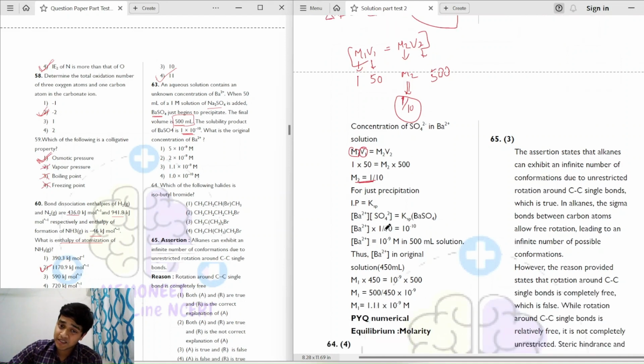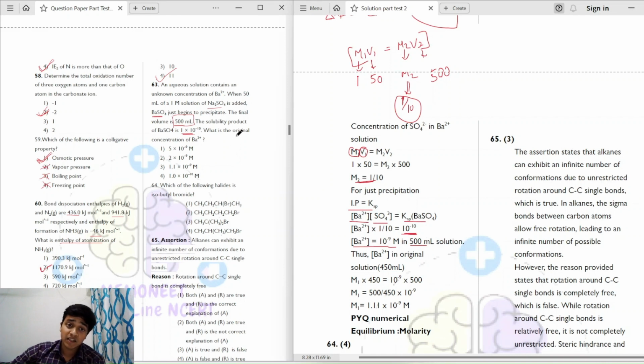So for precipitation to occur, the ionic product should be equal to the Ksp. The ionic product is the product of the concentrations of the ions. So for barium sulfate, the ions are barium 2 plus and sulfate 2 minus, and that should be equal to the Ksp of barium sulfate, which is given to us as 10 raised to the power minus 10. So from here, if we calculate the concentration of barium 2 plus, it will be 10 raised to the power minus 9 molar, but that is in the solution which is finally obtained, the 500 ml solution.